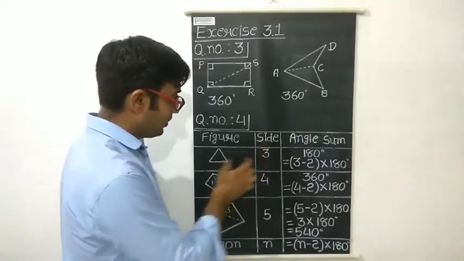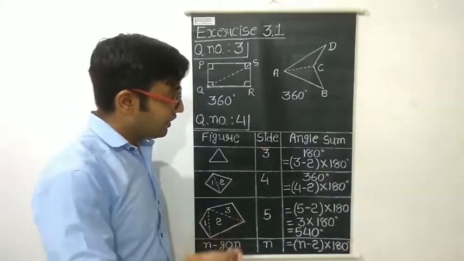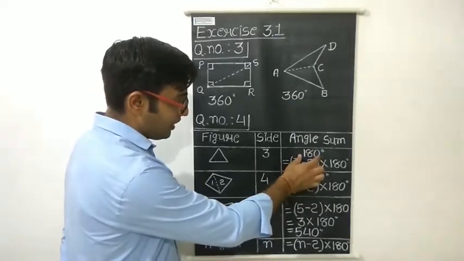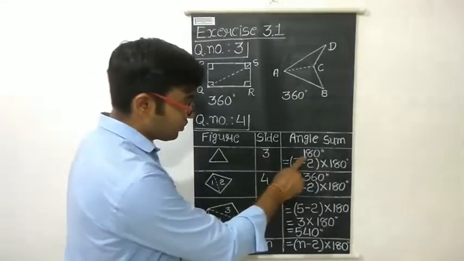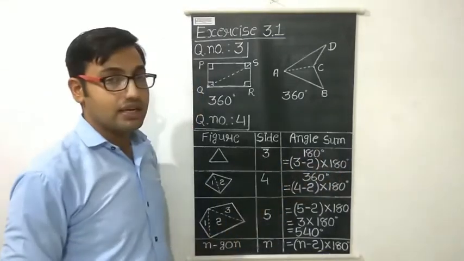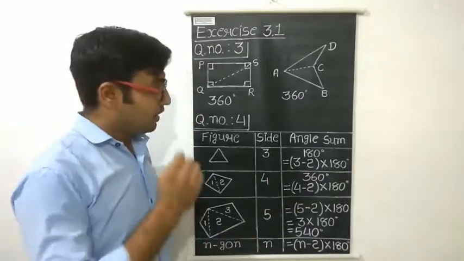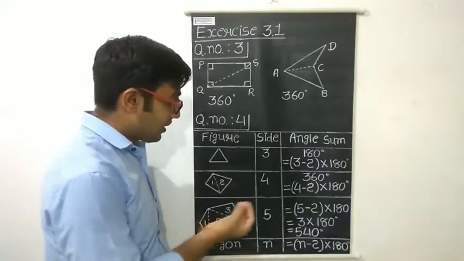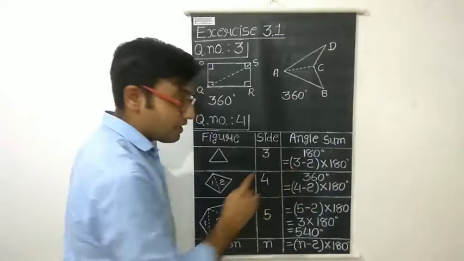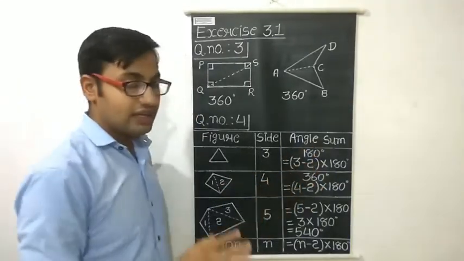So the angle sum of this is 180 degrees. If we write this 180 degrees in another form, then what will happen? We can write this 180 degrees as (3 minus 2) multiplied by 180 degrees. Now why do we write 3 minus 2 here? Actually, we want to relate the side and 180 degrees. That is why we have taken 3, and here 180 degrees is as it is.